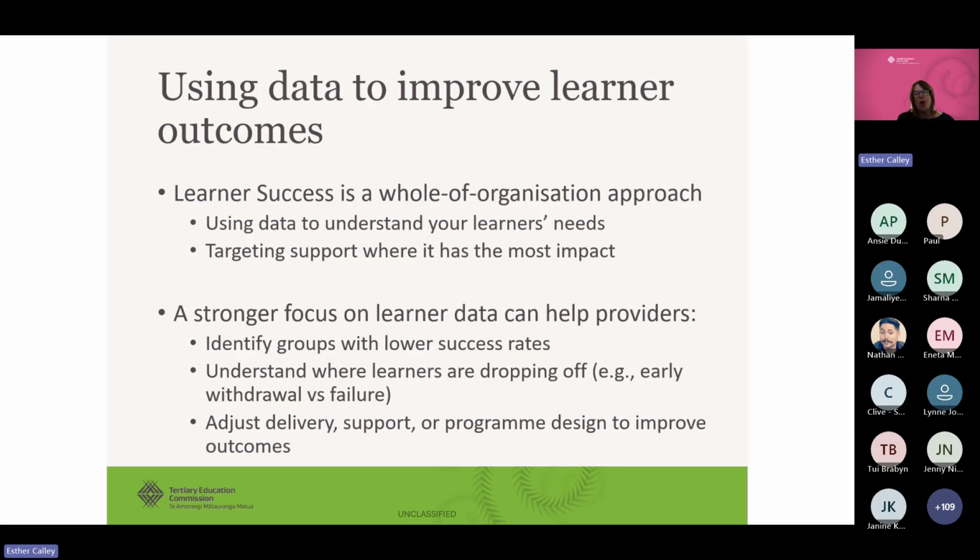As I mentioned earlier, knowing what your learner data is telling you is central to a learner success approach. When you can see, for example, which courses, quals and learners have lower success rates, and when you understand where and when learners are dropping off, you're even better placed to make targeted changes to the way you are delivering the support you're offering those learners, and potentially program design as well. TEC has done a lot of research in terms of learner success, and we know from our own research that taking a data-informed approach is really important to support that learner success effort on your part.